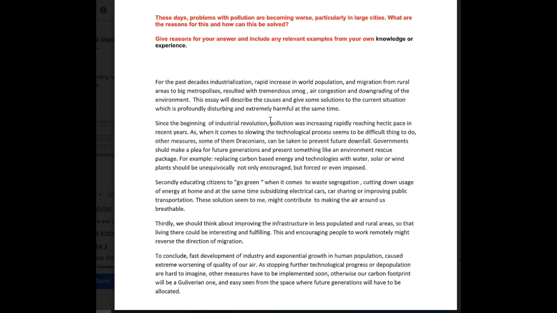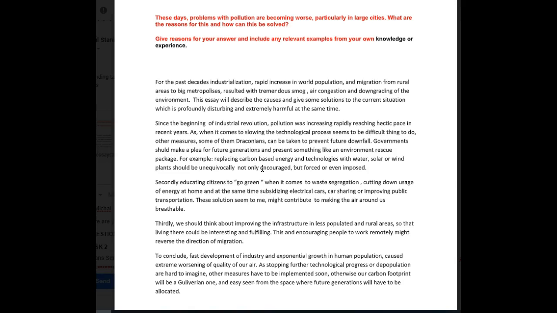Governments should, careful with your typing please, should make a plea for future generations and present something like an environment rescue package. For example, replacing carbon-based energy and technologies with water, solar or wind plants should be unequivocally not only encouraged but forced or even imposed. All right. I'm going to keep going and then I'll tell you what I think.